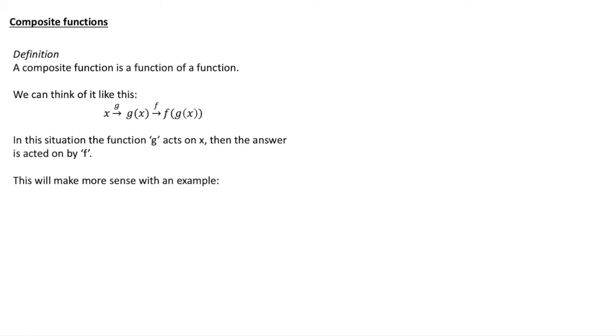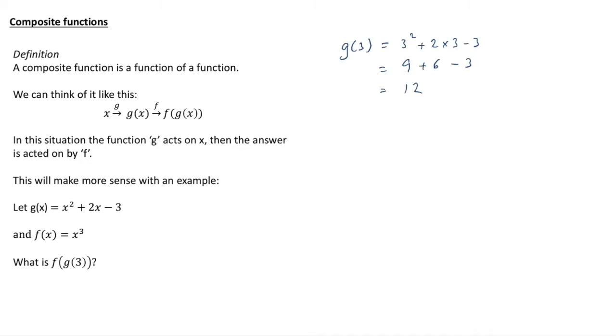It makes much more sense when you have a look at an actual example. So if we have g of x is x squared plus 2x minus 3, and f of x is x cubed, what is f of g of 3? Well, first of all, we have to allow g to act on 3, so that means putting 3 into the formula for g, which gives us 3 squared plus 2 times 3 take away 3, and so on, and we end up getting 12.